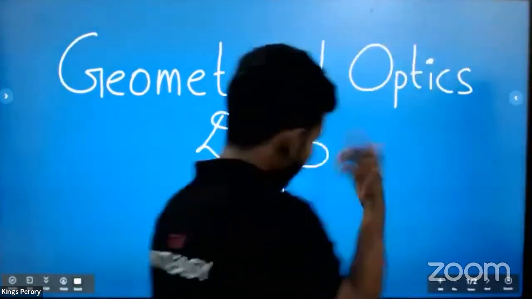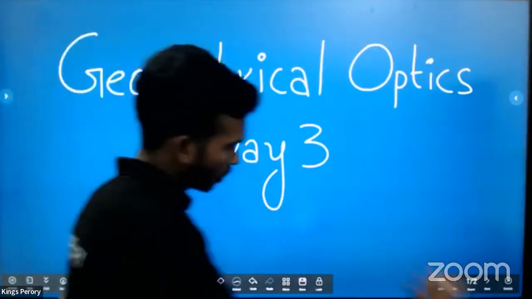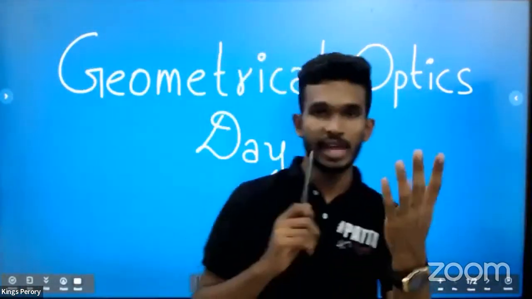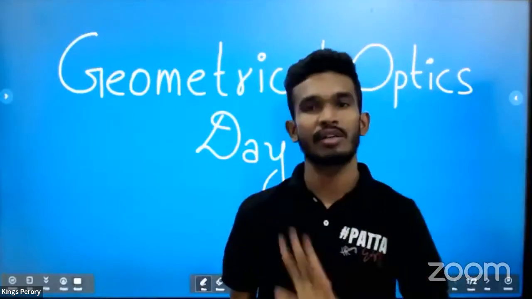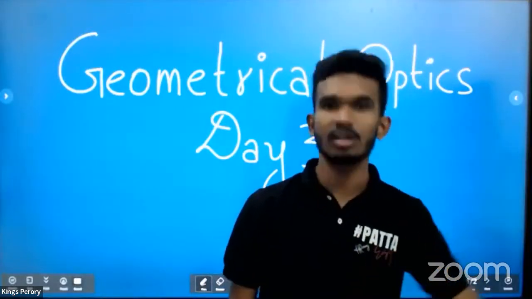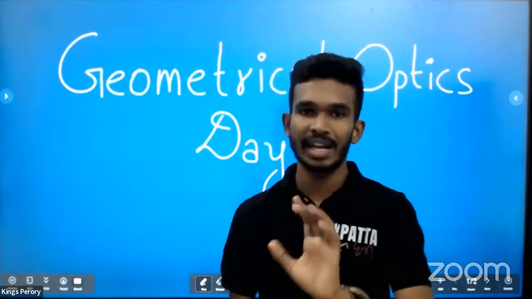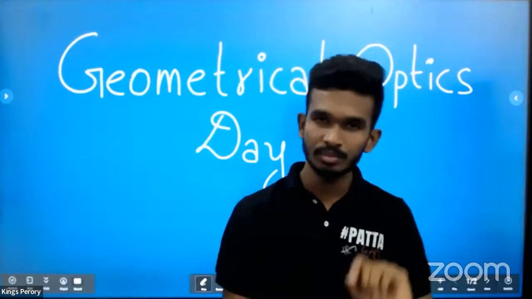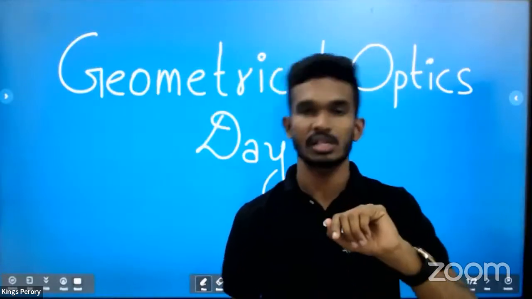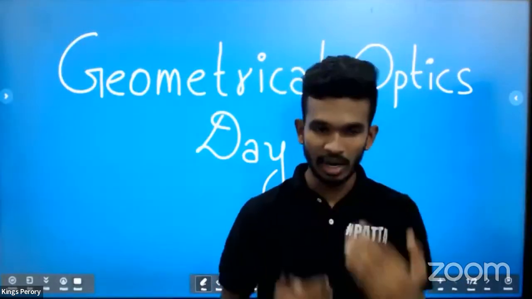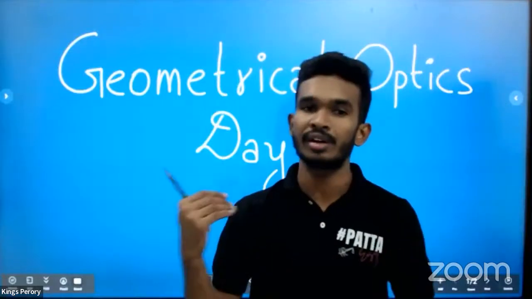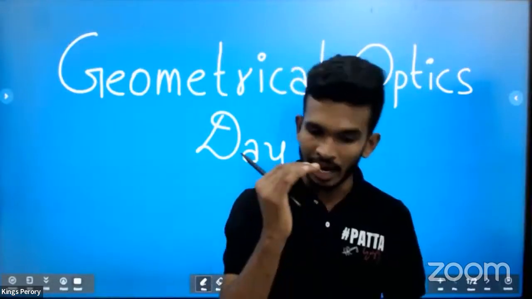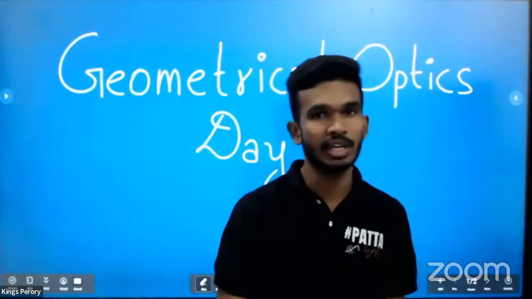Today's session we will do geometrical optics. We already did the initial parts. Day 1, we did reflection and refraction. Day 2, we started curved mirrors and lenses. Curved mirrors have two types: convex mirror and concave mirror. Lenses have two types: convex lens and concave lens. When we send different types of light rays towards the lens and the mirror, how they reflect and refract, that also we learned. Plus, practically also we did.